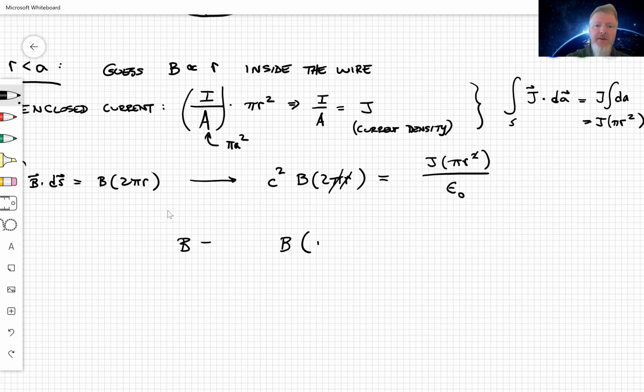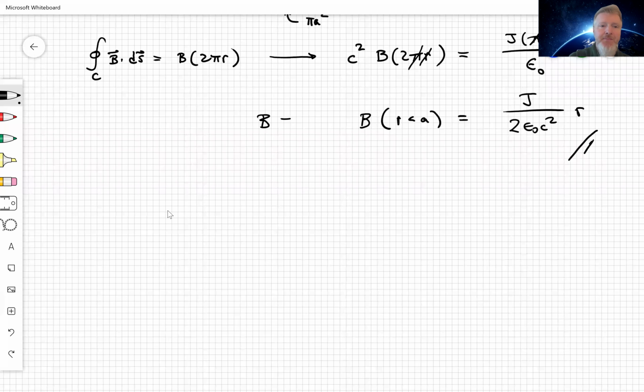Let's start writing it here. B for r less than a is going to equal J. Wait, did I cancel that pi? I should have canceled the pi over there. I've got a 2 and a c squared and a J and an r. So I'm going to have J divided by 2 epsilon naught c squared, times r. That's going to be what the field looks like inside the wire. And then it transforms to a 1 over r on the outside.